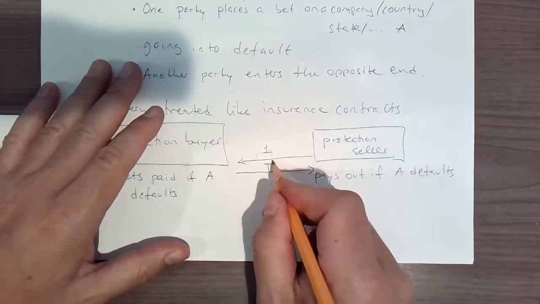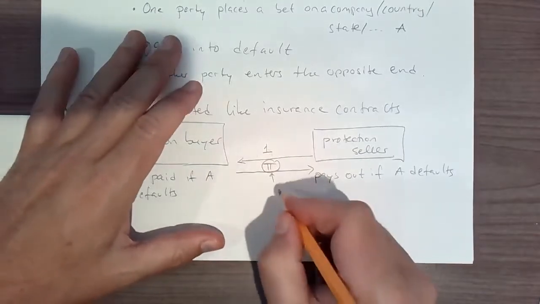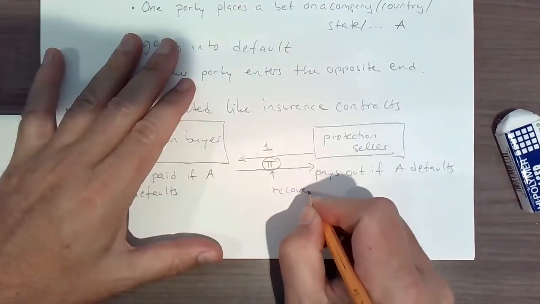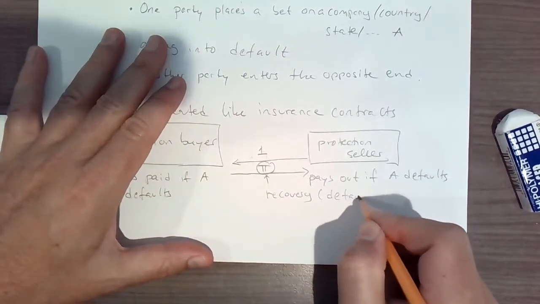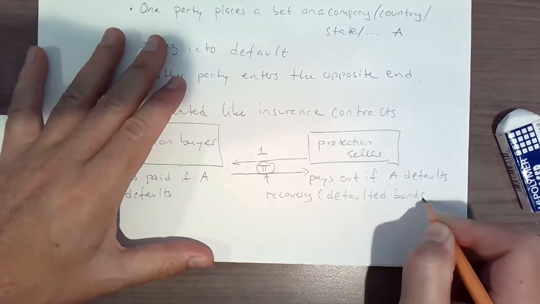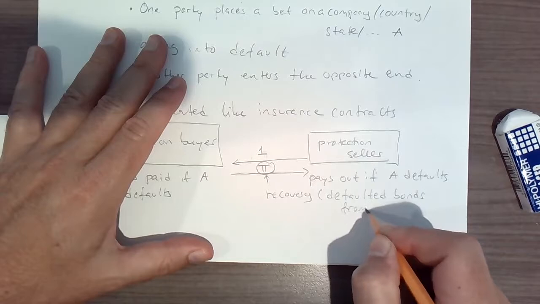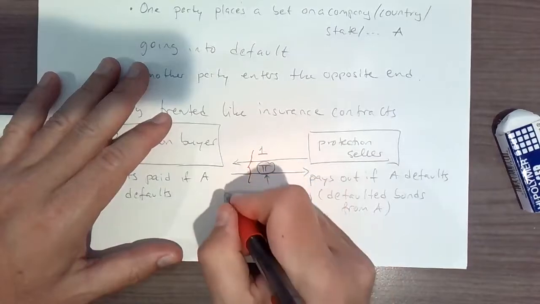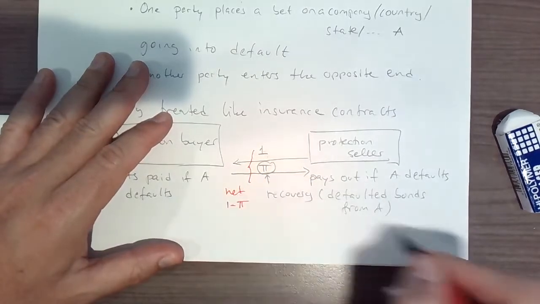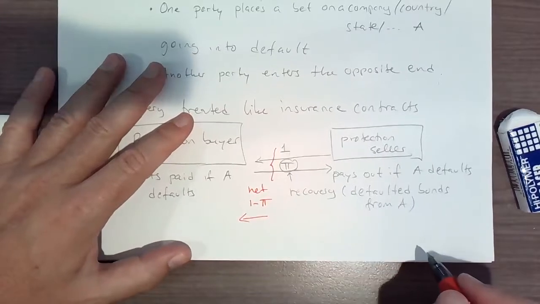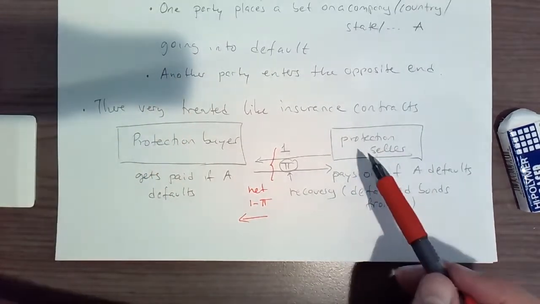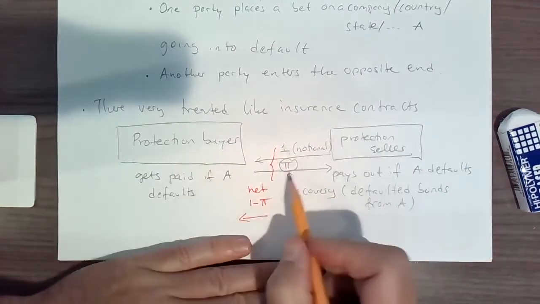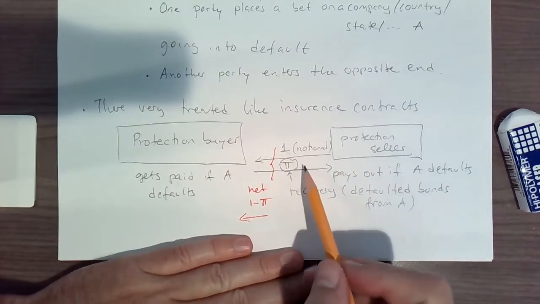And this pi is called the recovery. What that is, basically, is defaulted bonds from A. So the net effect, these two things combined, gives you net one minus pi in this direction. If there's a default, the protection seller pays the notional. That's this one here, the notional. And in return, he will get the defaulted bonds.